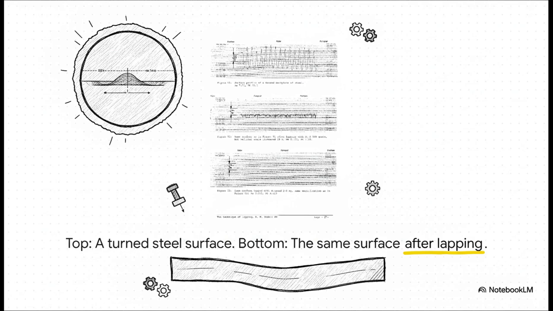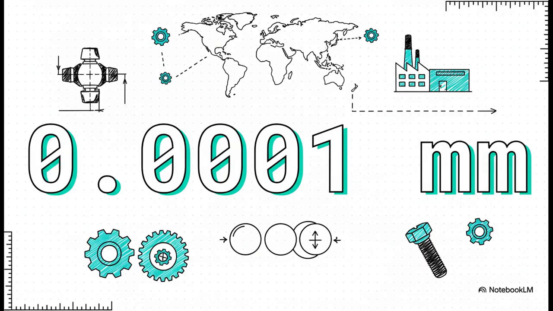The top image shows a surface straight off a lathe. At the microscopic level, it looks like a jagged mountain range. But then look at the bottom image. After lapping, those mountains have been worn down into this stunningly flat plane. It's night and day. So just how flat are we talking here?